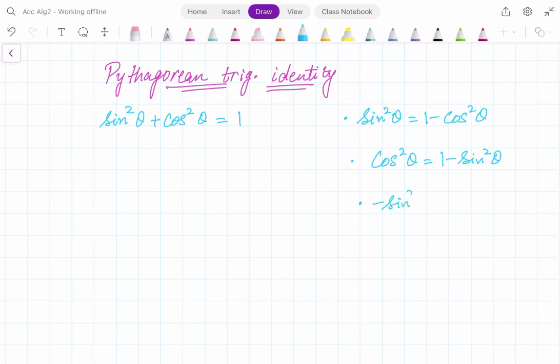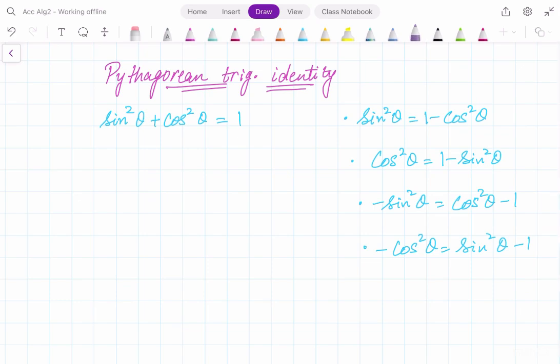What will happen if you subtract sine squared theta from both sides? If you understand only one identity, sine squared theta plus cos squared theta is equal to 1, which is nothing but y squared plus x squared, or x squared plus y squared is equal to the hypotenuse squared, we can derive a series of identities.